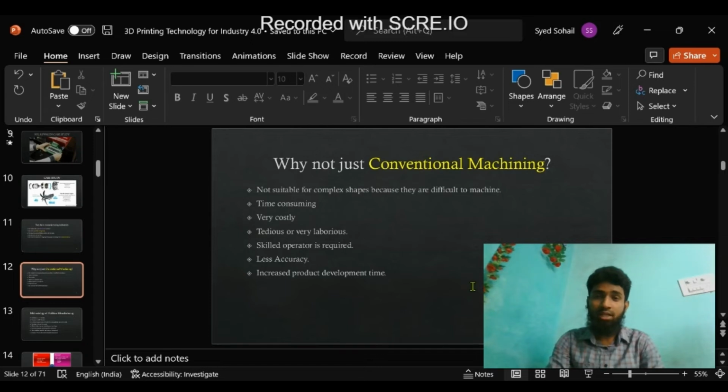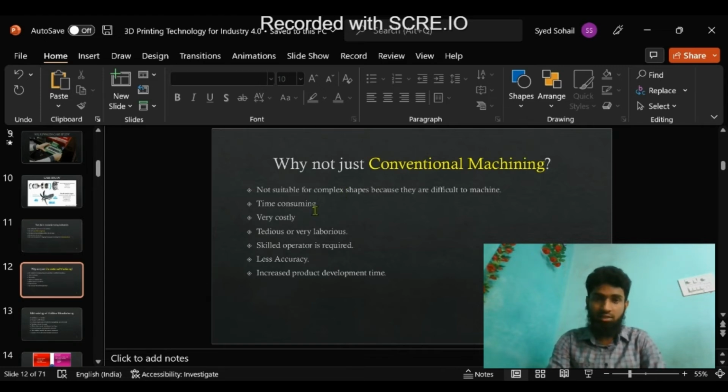So why not just conventional machining? Because of all these reasons. It is difficult to machine complex shapes, because some shapes are not at all possible with conventional machining. Take the different holes: if it's a straight drill, then it's possible. But if it's a spiral drill, or spiral cooling channels in engines, then these are not possible with conventional machining.